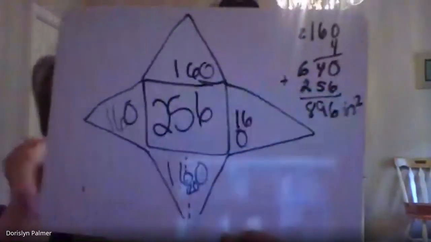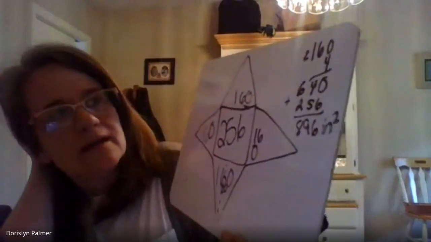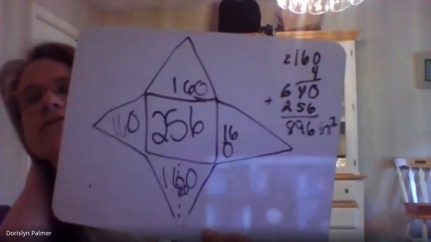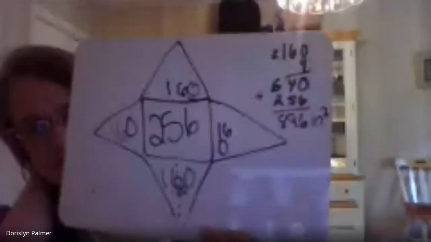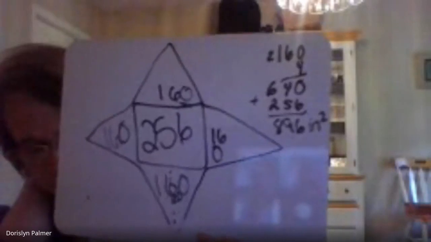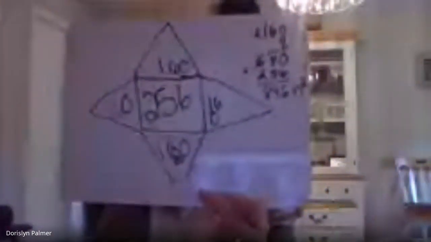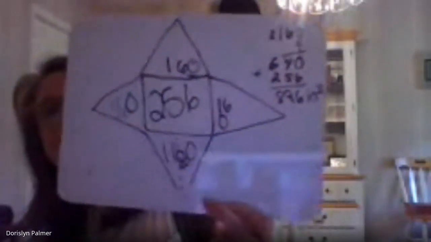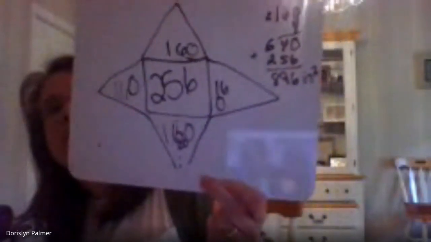Okay, 160 times 4. And that gives us 640. And then we have to add the 256. All right. So you have to put all those areas together. Each of the triangles is 160. So 160 times 4 will give you 640. And add the 256 that Nicholas M. told us was in the base. Put it together, and you get 896 square inches. Are you guys okay with that?